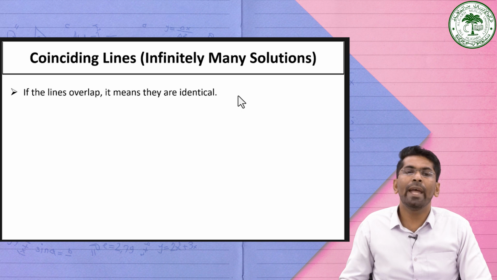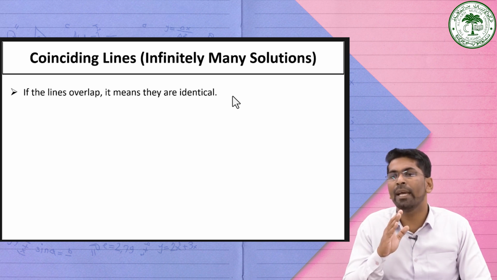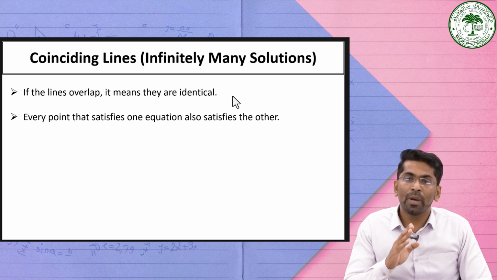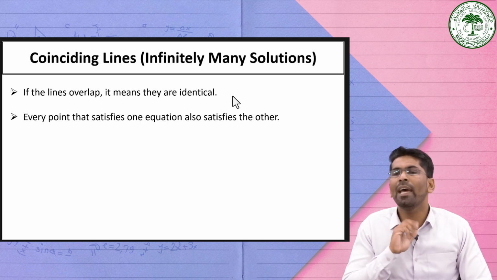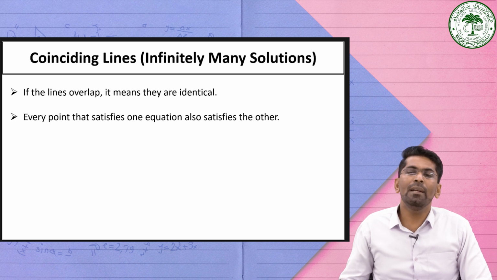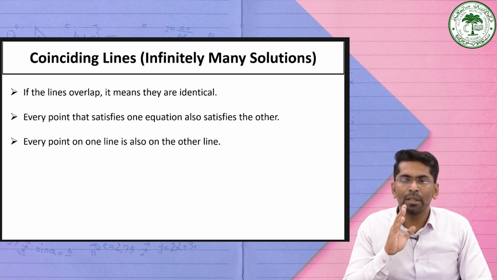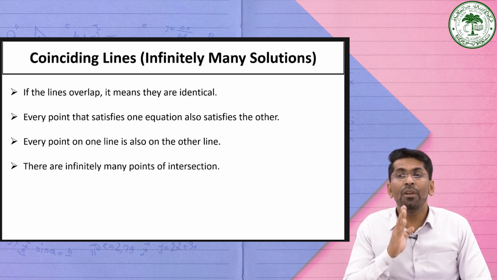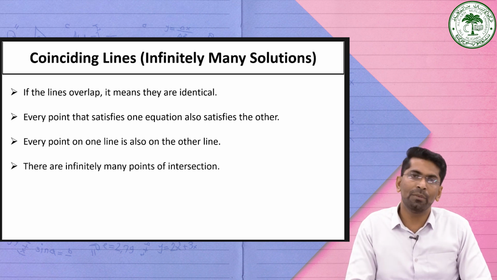See what happens if the lines overlap, which means that these two lines are identical. This occurs when the equations of the lines are equivalent. If the equations are equivalent, every point that satisfies one equation also satisfies the other equation as well. So in graphical terms, the lines are right on top of each other. Every point on the line is also on the other line. Therefore, there are infinitely many points of intersection.